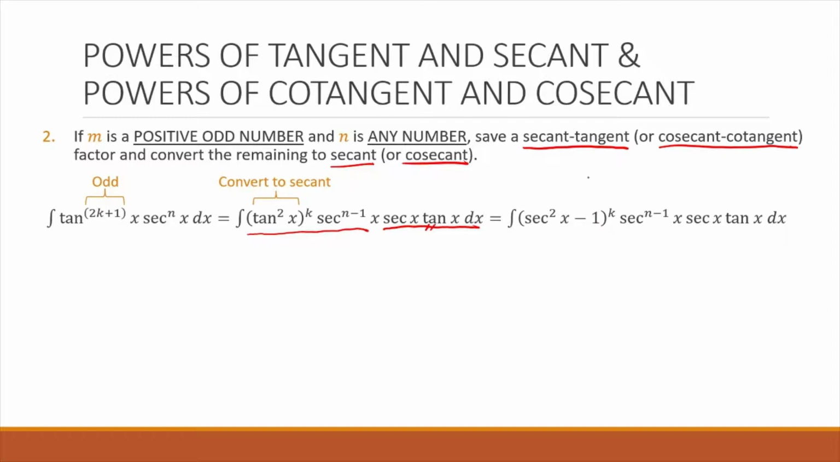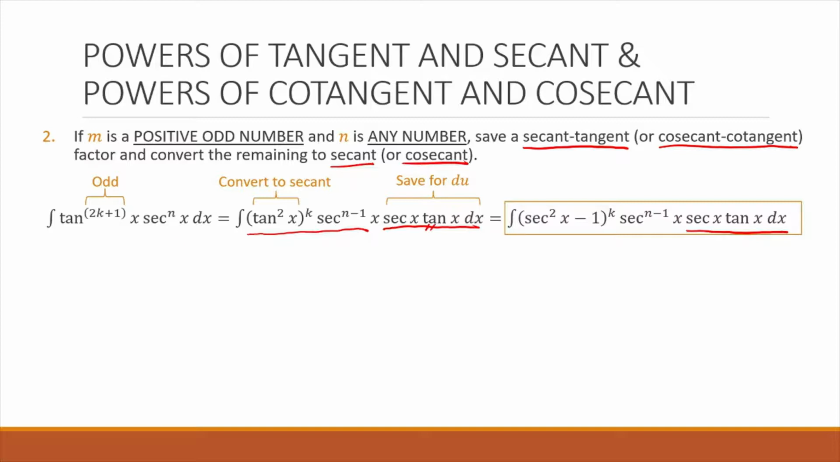Then if we let u be equal to secant, its differential is secant x tangent x dx. So readily, it is already integrable. Okay? So that's the same for du. And then this is another working expression for this type of integral. Alright, so we'll see later on in the example.